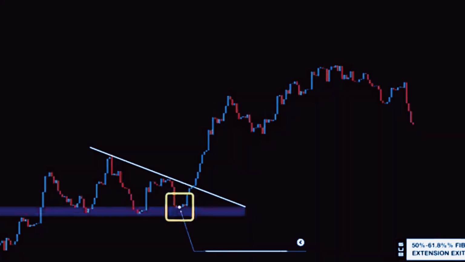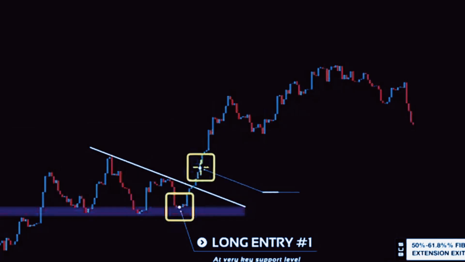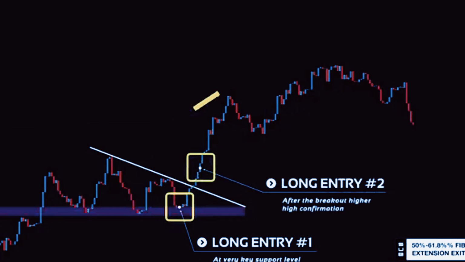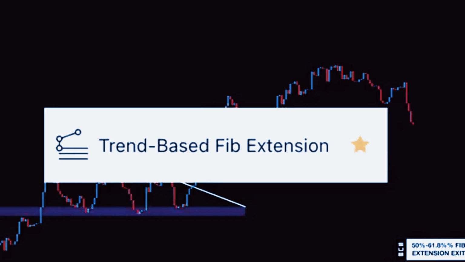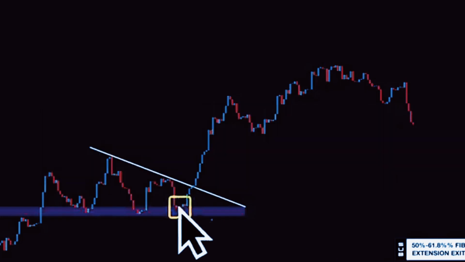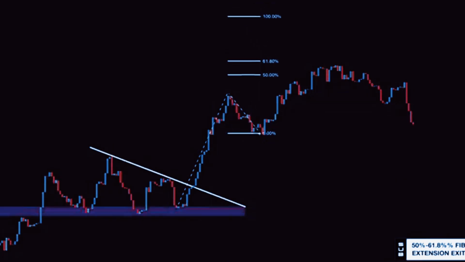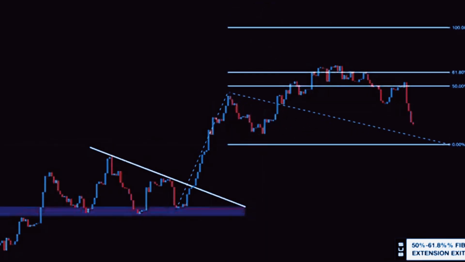So, you went long at this key support level here, or through the breakout here. Price then starts to trend heavily upwards in your favor, and you start looking for possible exit points. But there is no resistance level in sight to target for an exit. So what you do is, you take your Fibonacci extension tool, click at the start of the previous impulse move here, drag it up, and then drag it down to the starting point of your current impulse move.